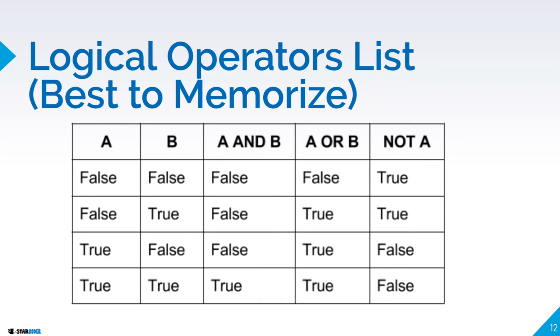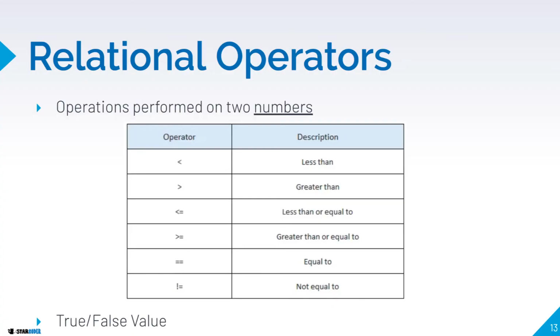The next type of operator we have is called the relational operator. The idea of this is that it is performed usually on two numbers, but occasionally on strings, as we will mention near the end of the class. So relational operators work pretty much the same way they do in math. We have less than, equal to, less than or equal to, greater than or equal to, and not equal to. Now these operators can only return a true or false value.